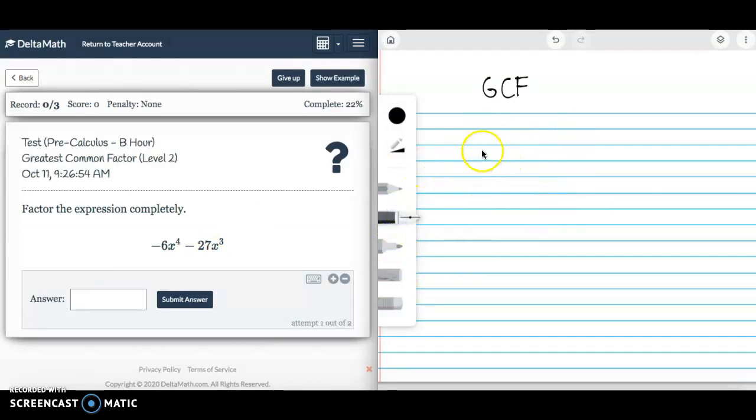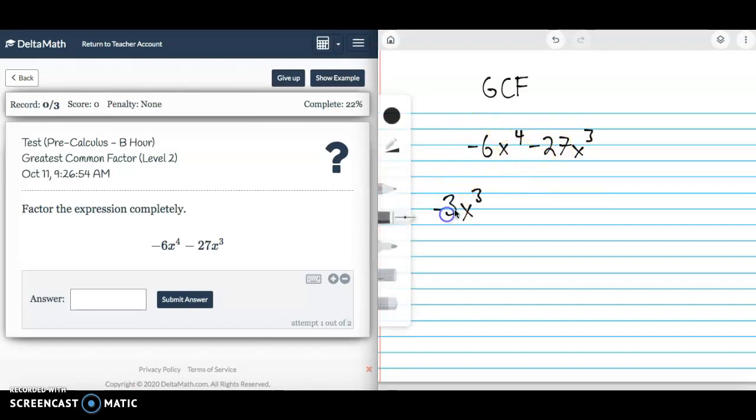So for this one, we have negative 6x to the 4th minus 27x to the 3rd. So first of all, right off the bat, I noticed that I have a couple of x's I can pull out of each of these. I have 4 here and 3 here, so the most I can pull out of both of my terms is 3. And then, are there any numbers that I can pull out? Well, I noticed that both of these numbers are divisible by 3. 27 isn't divisible by 6, so I can pull out, it looks like, well, negative 3 as well.